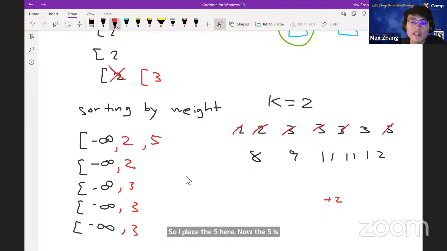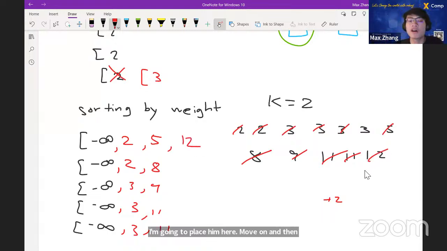Now I'll move on to 8. Let's say I place the 8 here. Also move on. The 9, I place it here. Move on. 11, I'm gonna place him here. Move on. And then 12, finally, I place it here. So here I have placed all but one cow, which is a pretty optimal answer. It's the best we can possibly do for this test case.